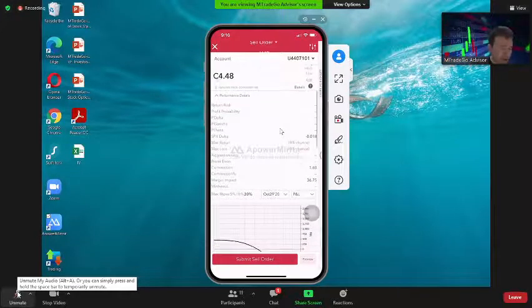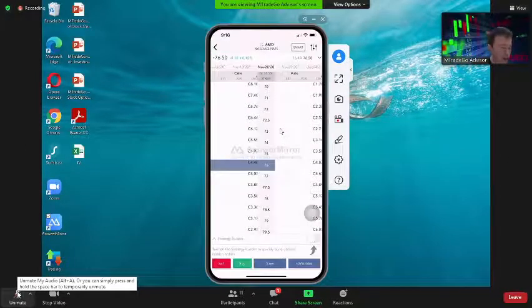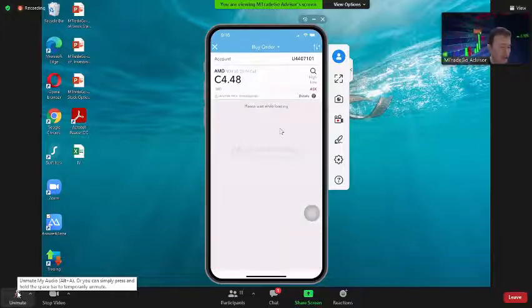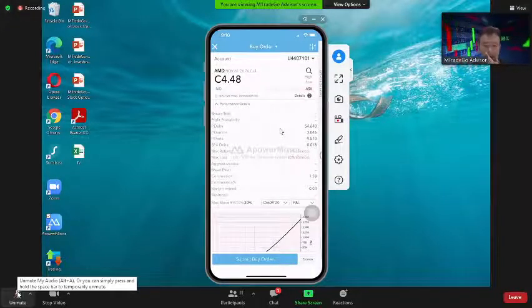So basically when you look at it, I think there's delta also, right? The delta is 54%. Just now they don't use percent, so we say 54% or 0.54. Meaning that every dollar AMD goes up, the option's price will go up 54 cents, or 55 cents. You know what I mean?